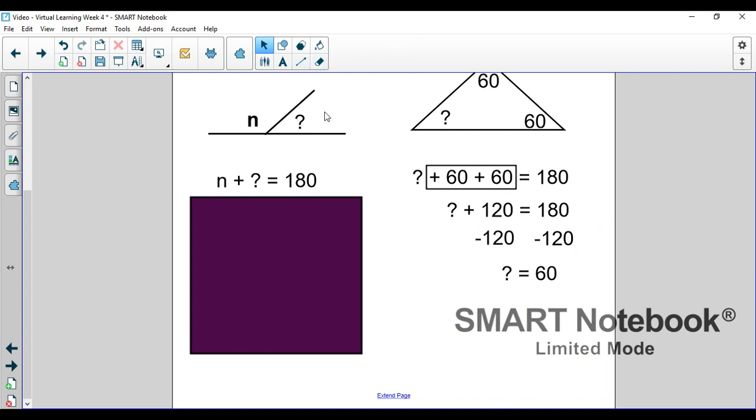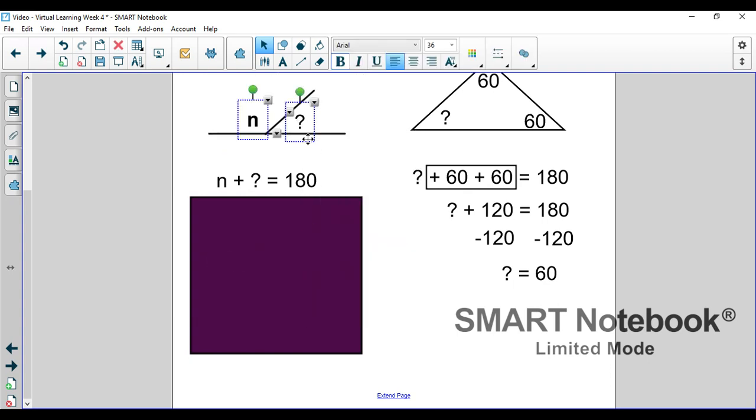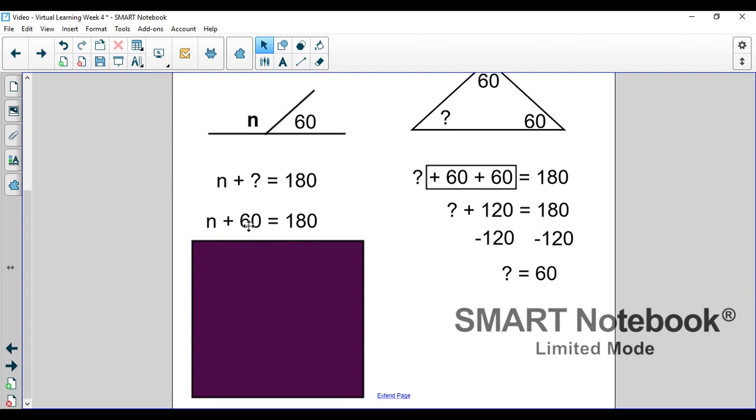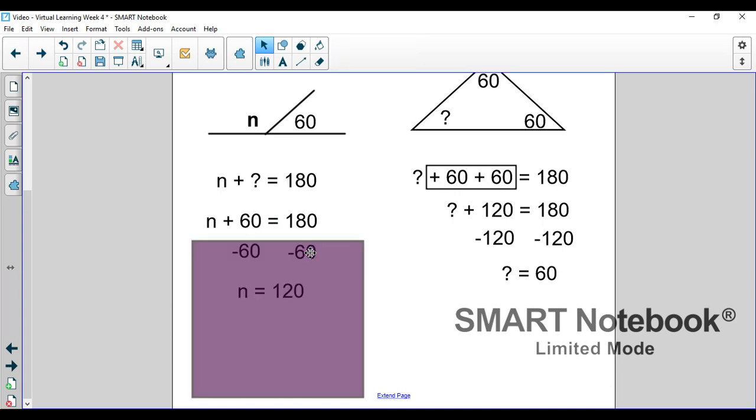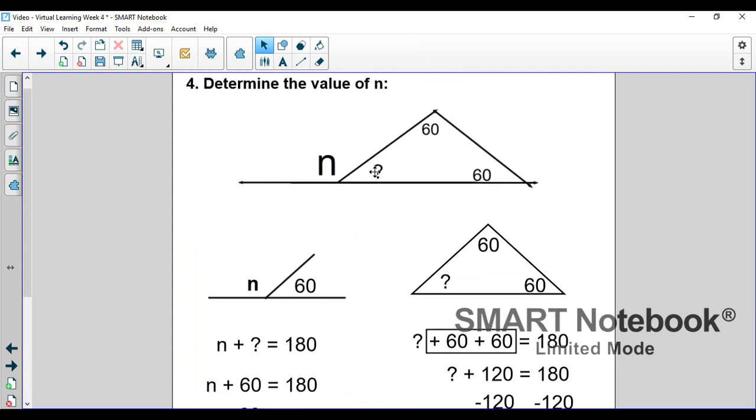Now I'm going to go back over here. I now know that this missing question mark this entire time should have been 60. I know that's true because 60 plus 60 plus 60 is 180. Well, now that I know that n plus 60 is 180 degrees, I can do the same exact thing by using inverse operations to isolate the variable n, subtracting 60 from each side, and figure out that n was 120.